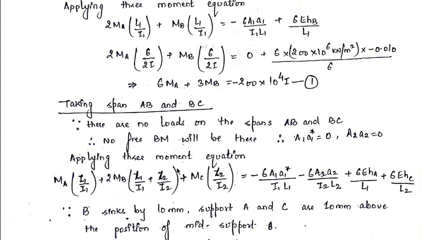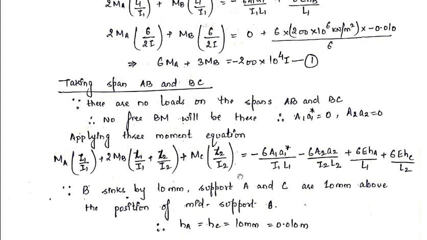So now let us apply the three moment equation again on this set of spans AB and BC. So the equation will be like this. Okay, so here now we are looking at the height of point A and the height of point C with respect to point B. Now point B is below because it has sunk down. So point B is below point A and point C. So the A and C points are above the B point. Therefore, we will take the values as positive.